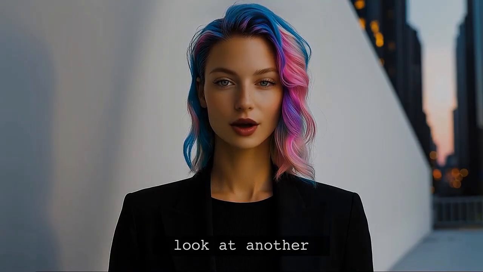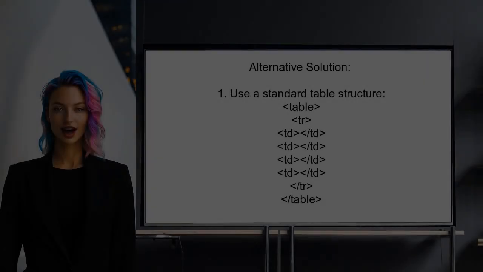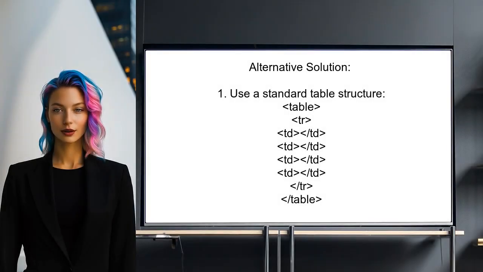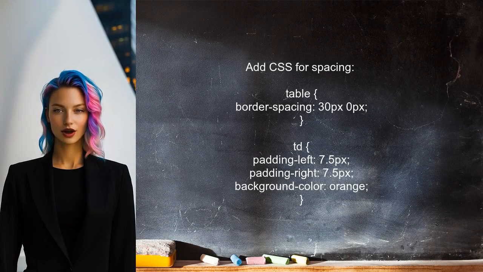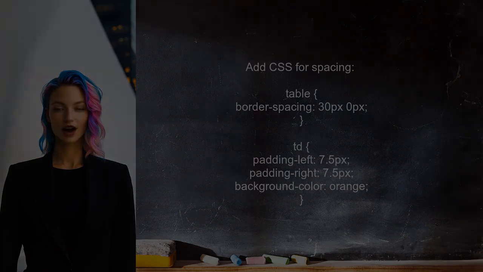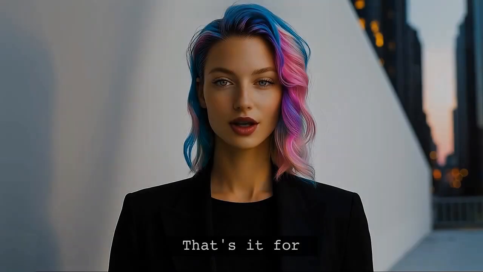Let's take a look at another one. An alternative solution suggests using a standard table structure for better CSS control. Instead of just using table data cells, wrap them in a table and row tag. To create space between the table data cells, add the CSS property border spacing with a value of 30 pixels for horizontal spacing. That's it for that response.